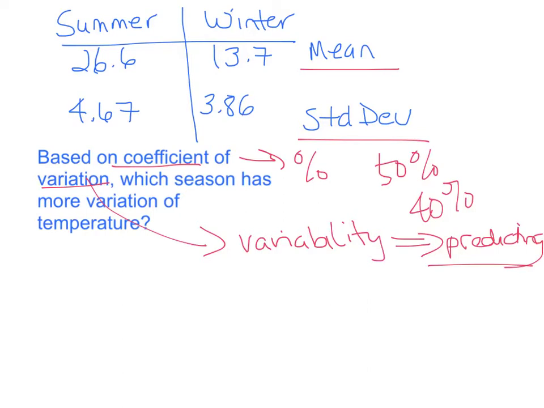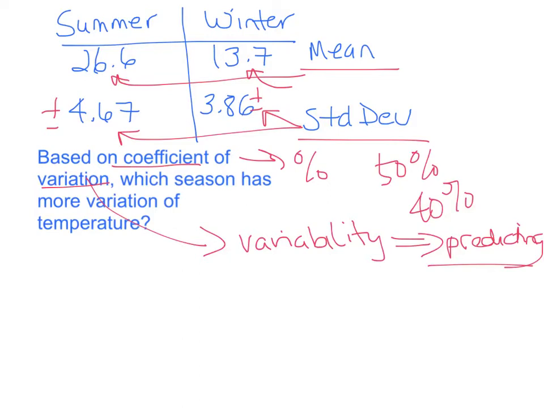So in this question, this is question 5 from the review. It says center records show the following statistics on temperature for a sample of days during the winter and a sample of days during the summer months. So our mean or average for the summer is 26.6 degrees, and our average temperature in the winter is 13.7 degrees. Hopefully that is not a surprise. Winter should be colder. And the standard deviation for summer is plus and minus 4.67 degrees, and for our standard deviation for our winter, it's plus and minus 3.86 degrees.